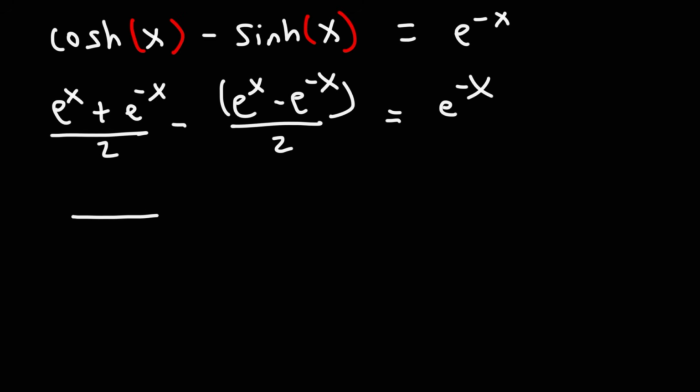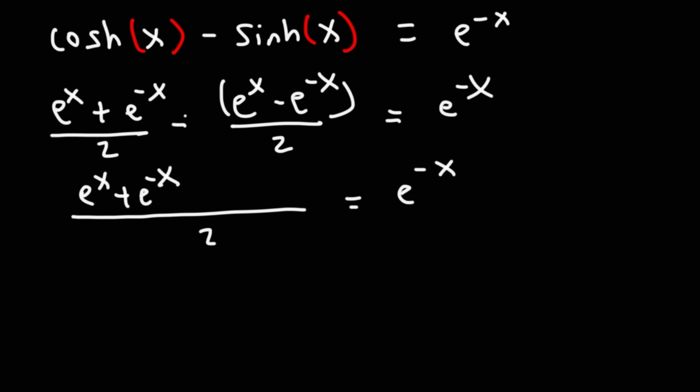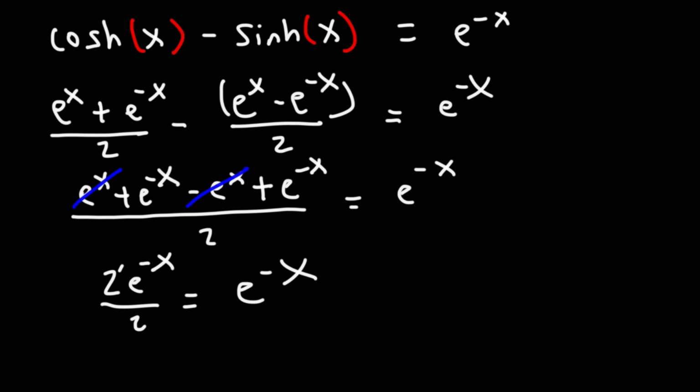So let's combine it into a single fraction. Since we have common denominators, this is going to be e to the x plus e to the negative x, and then negative e to the x. And then these two negatives will cancel, giving us positive e to the negative x. E to the x and negative e to the x will cancel. These two, we can add them together, and we're going to get 2e to the negative x over 2. And then we could cancel the 2's, giving us e to the negative x.